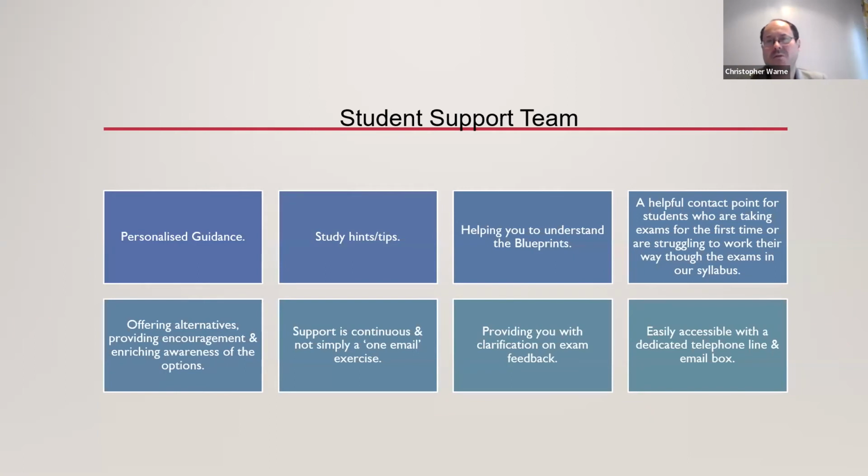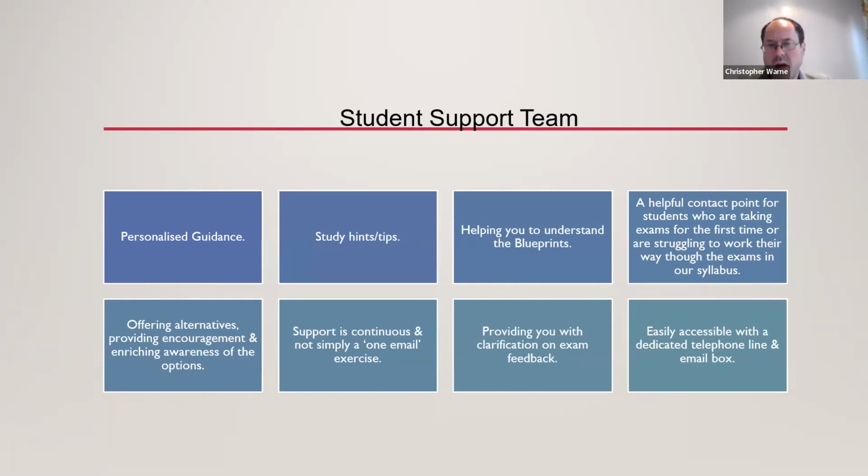If, for example, you're struggling with BA4, it could be that you have a colleague who's studying BA2. The advice that we will give you will obviously be different to theirs, because everybody's different and everyone's exam journey is completely individual and unique to them. In terms of accessibility, we're easily accessible with our own dedicated telephone line and email box, and a helpful contact point for students who are taking exams for the first time or who are struggling to work their way through the exams in our syllabus. So that's just to give you a bit more help on that.